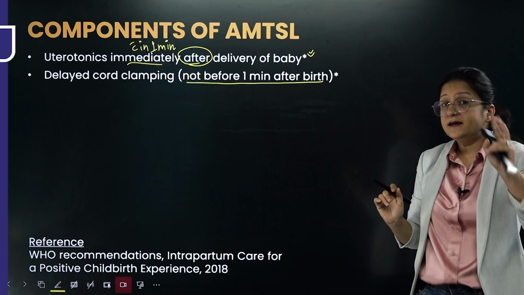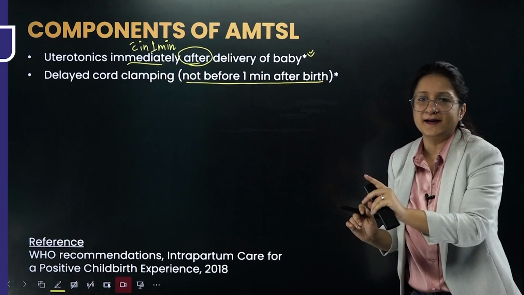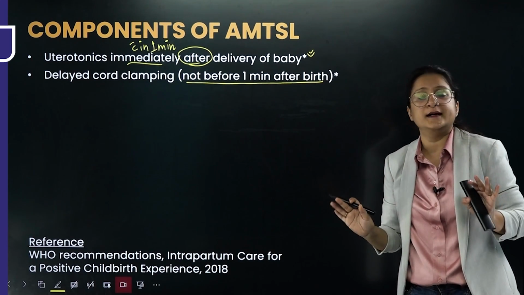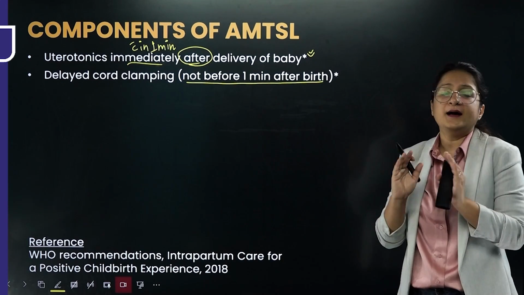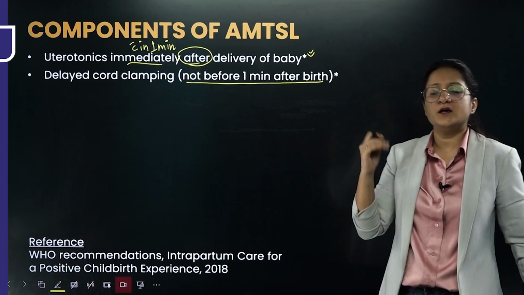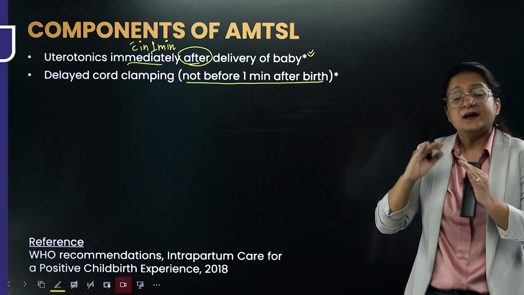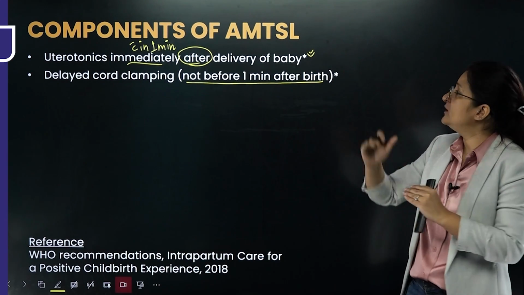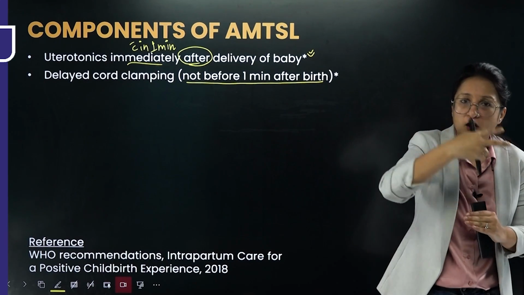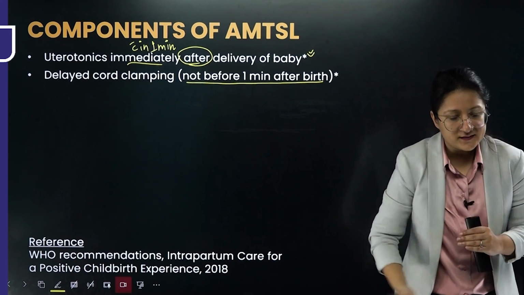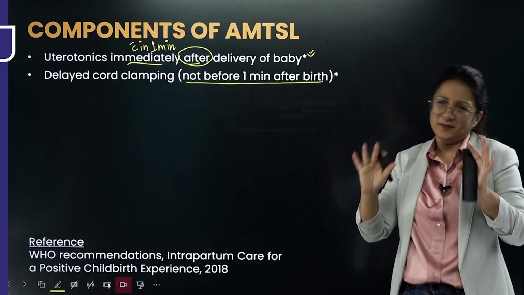However, it is noted with the components of active management. Why? Because the WHO says there's no early cord clamping. The cord should be clamped in good time. There is no rush, okay? One need not rush to do an early cord clamping, because way earlier, early cord clamping was a component of active management of third stage of labor, thinking that if we clamp the cord early, it decreases maternal bleeding and shortens the duration of the third stage of labor, all that.